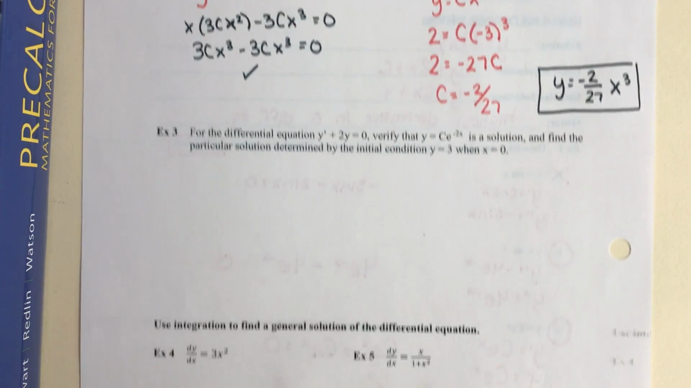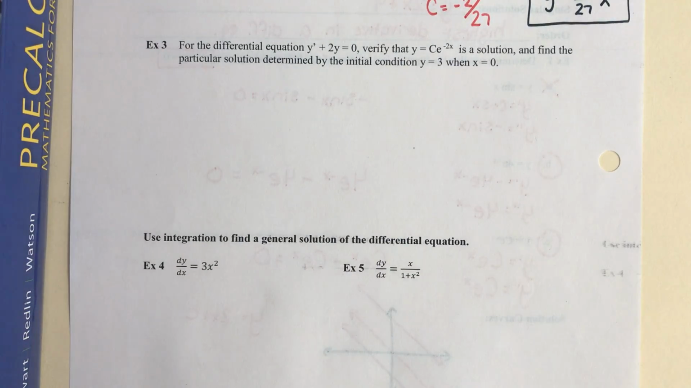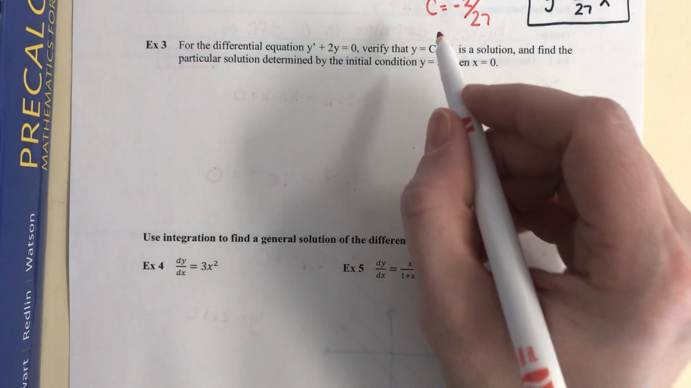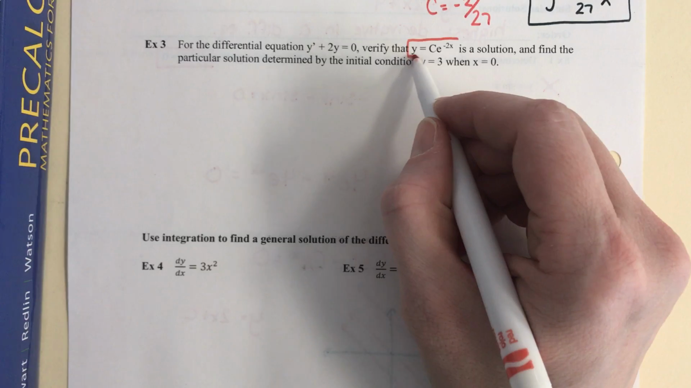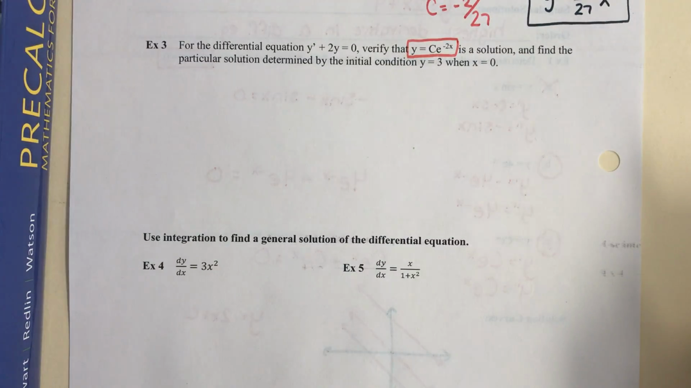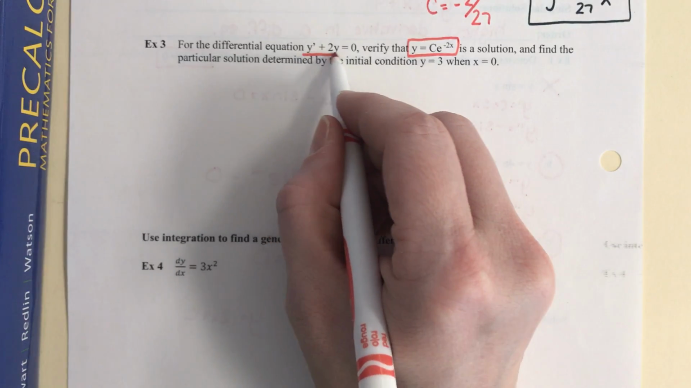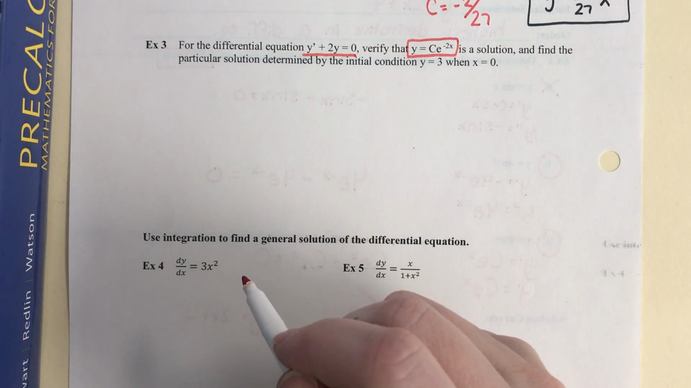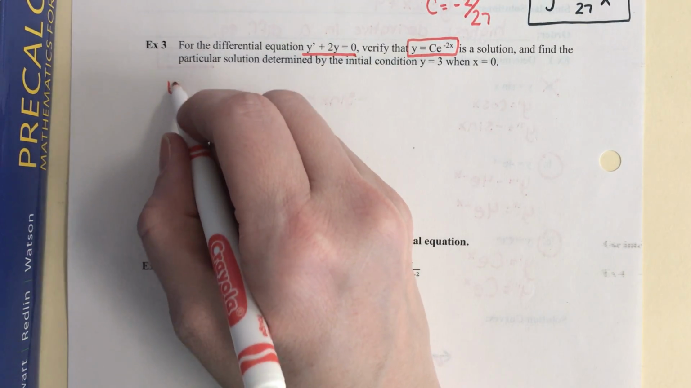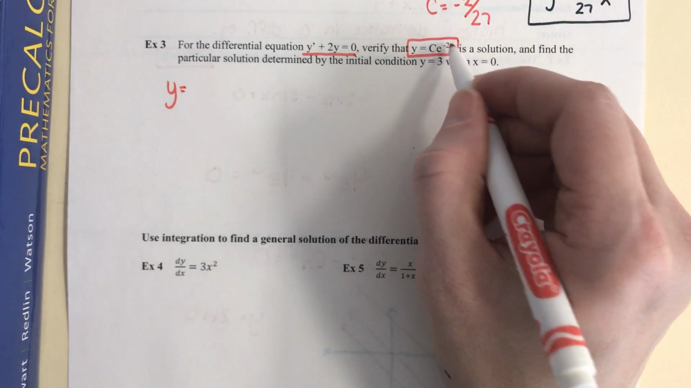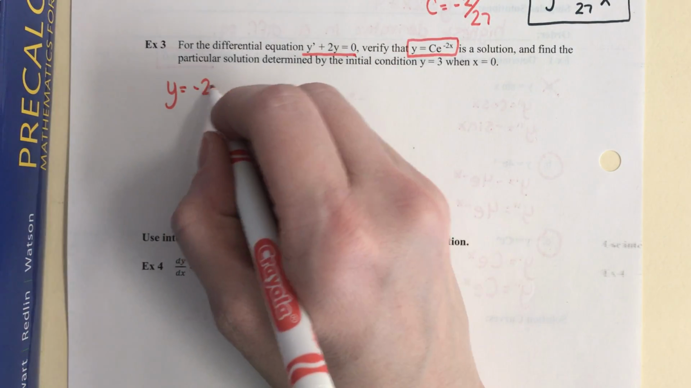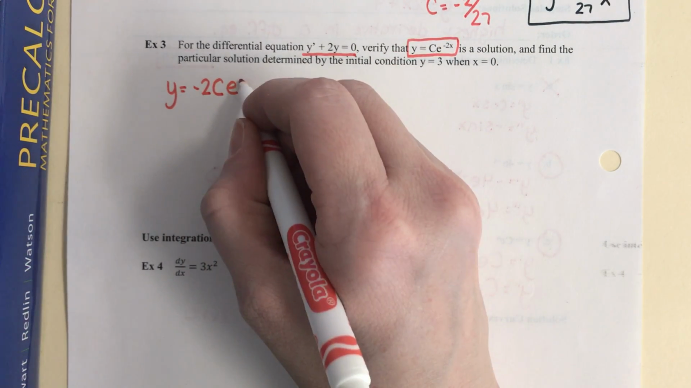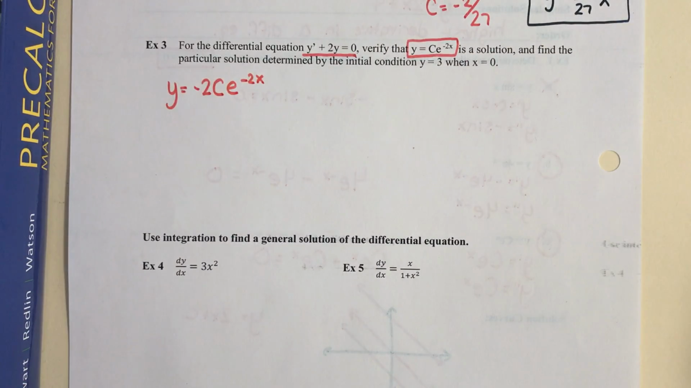Okay, so we're going to try the same thing with example 3. This time we have a differential, or a solution, a general solution, y equals ce to the negative 2x. So the differential equation requires us to have the first derivative. So the first derivative, it's a chain rule, so the derivative of the inside, negative 2, times the derivative of the outside, and the derivative of e to the x is still e to the x.